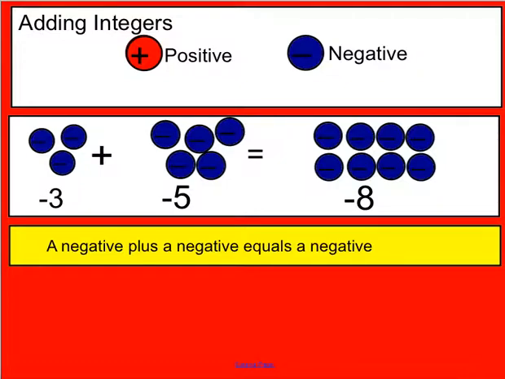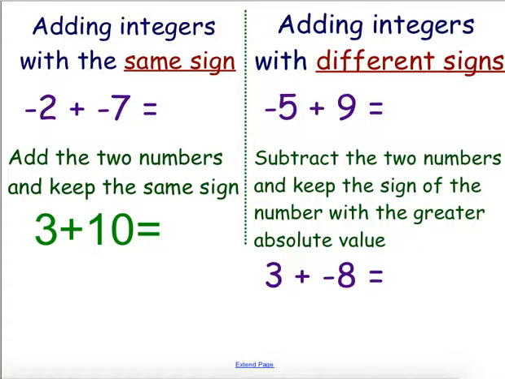Okay, now as you can imagine, if we didn't have all of the negatives together added or all positives added, we would have different rules, and we do. If we're adding integers with the same sign, just like we saw with the chips, we end up with the same sign. We get a -9 and 13.